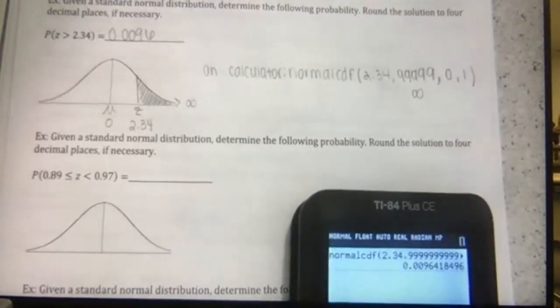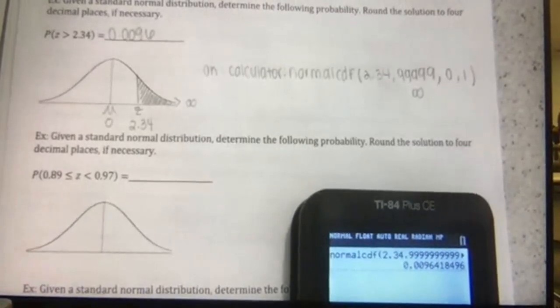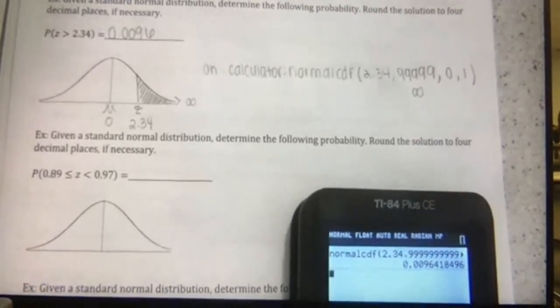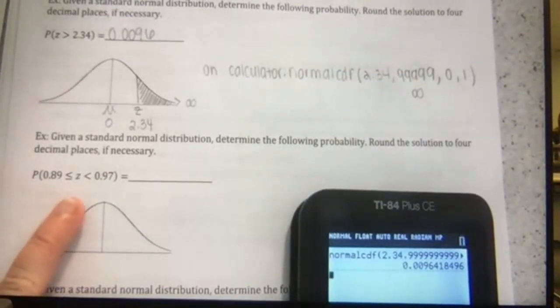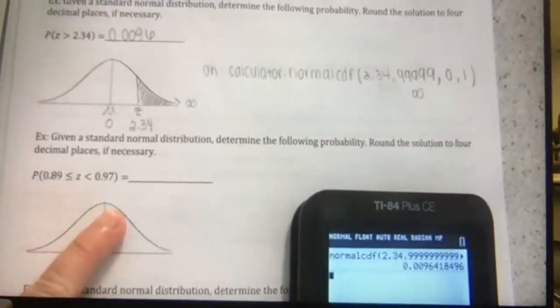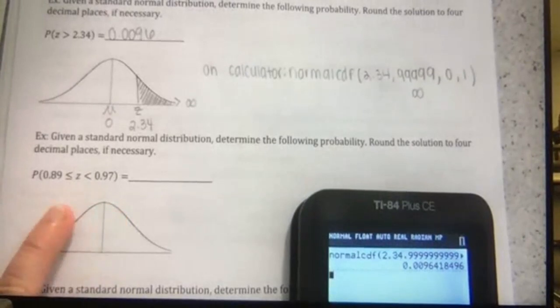Same thing for the next one. So we did left bound, we did right bound. Now we're going to do the center, in between. Given the standard normal distribution, determine the following probability, round to 4 decimal places as needed. Find the probability that 0.89 is less than or equal to z, which is less than 0.97. So z is going to be between those two values.